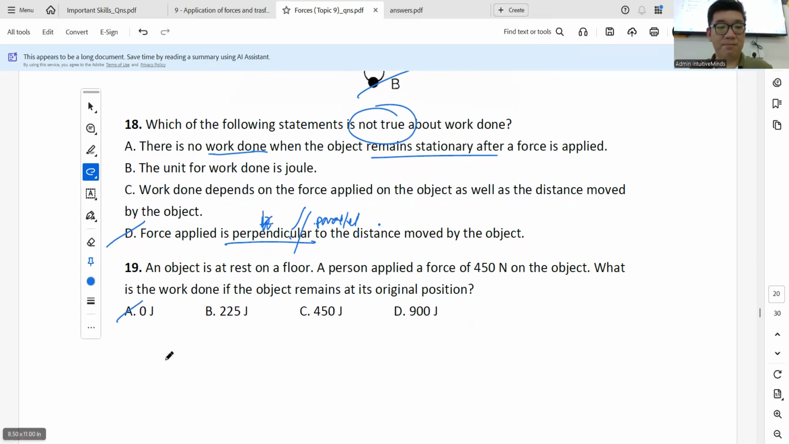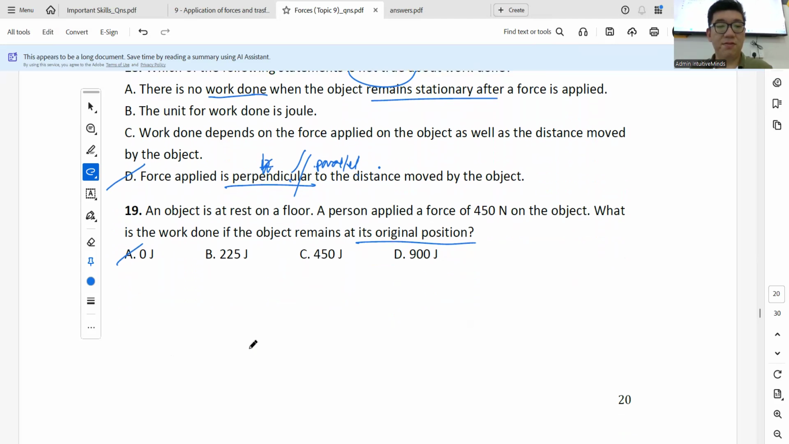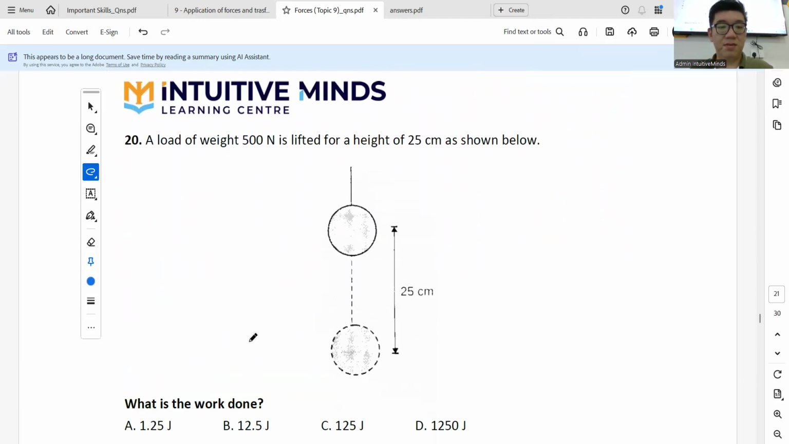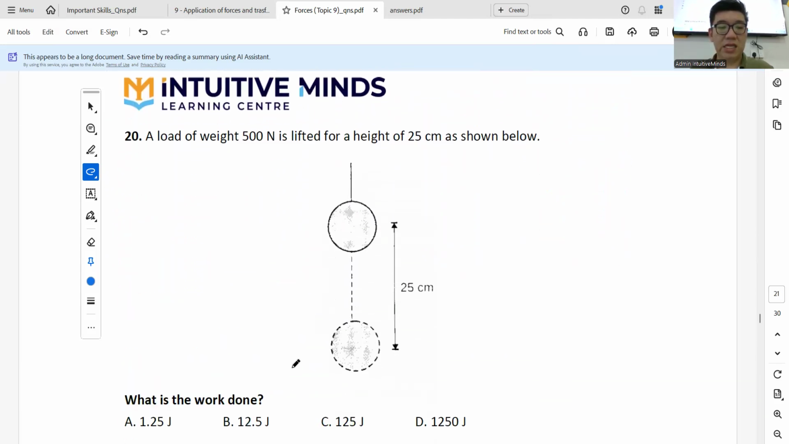Yep. Original position doesn't move. 20? 500 times 0.25. Yeah, see.